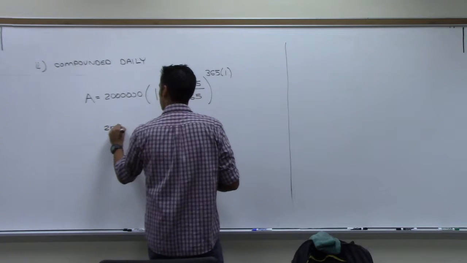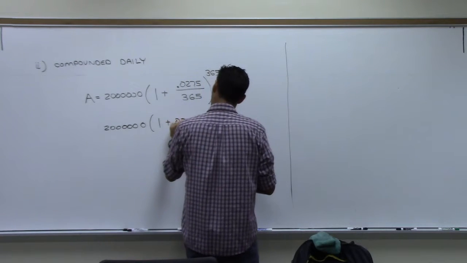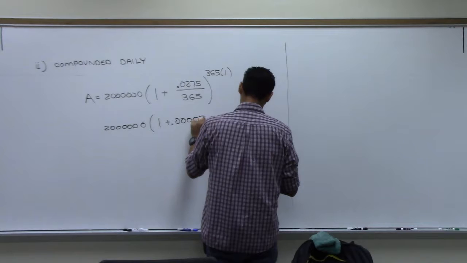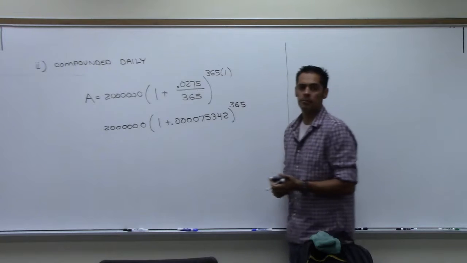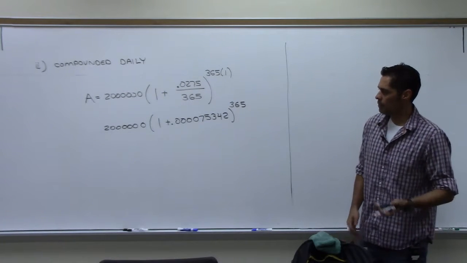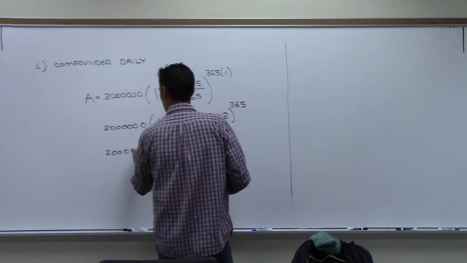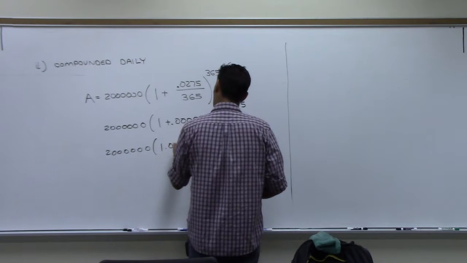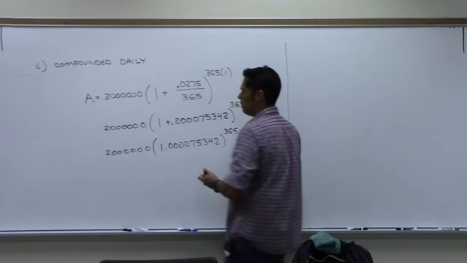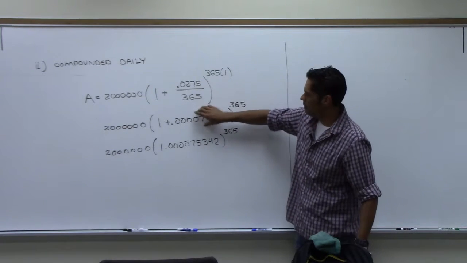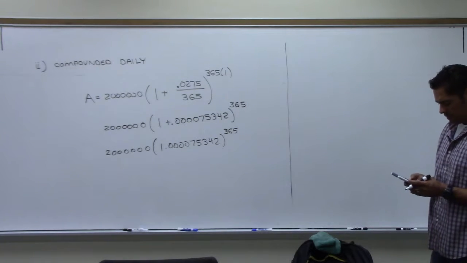So I'm going to do the step-by-step up here. So I did these two together first, got this. I'm going to add 1 and this together. I'm going to raise it to the 365.